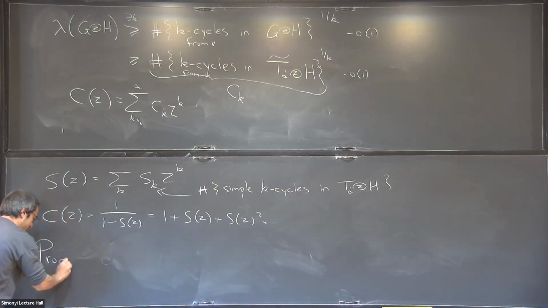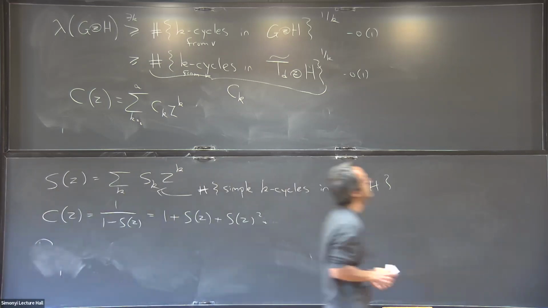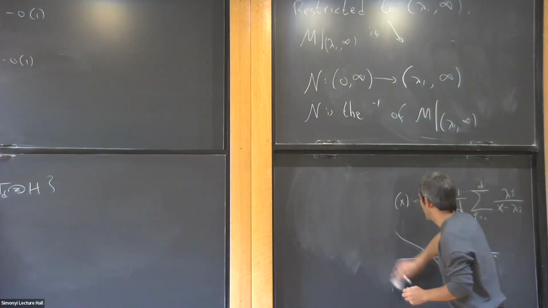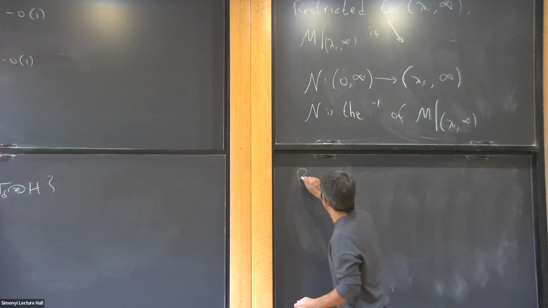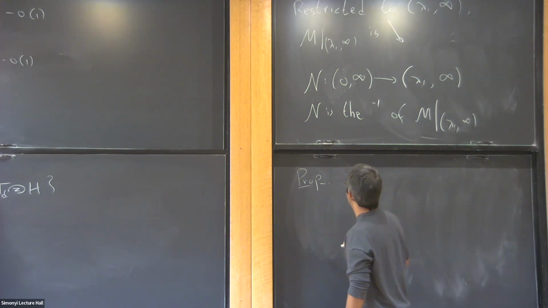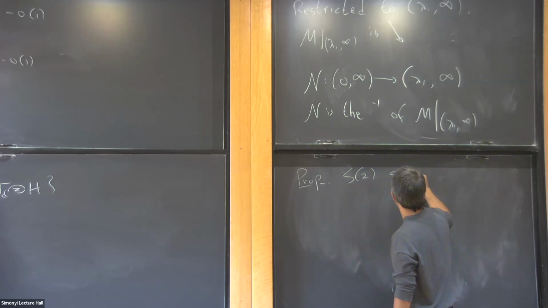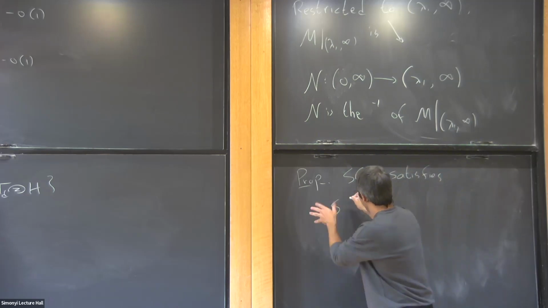So let me be a bit slower. The proposition that we prove requires some combinatorics. That's why I wonder how we can do it with probability, which doesn't do that. Maybe I'll write the proposition upstairs. We need a bit more room. So the proposition is that S of Z satisfies the following functional equation.